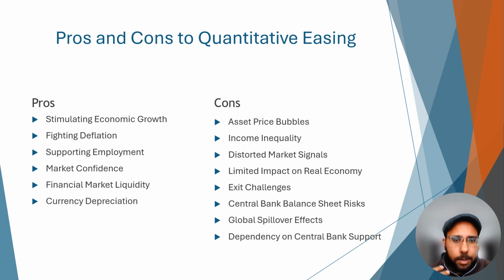Okay. And the next one will be market liquidity. By purchasing assets, central banks increase the liquidity in the markets. This helps ensure that the banks and other financial institutions have enough capital to keep lending, keeping the financial system running smoothly, even during times of distress, let's put it that way.